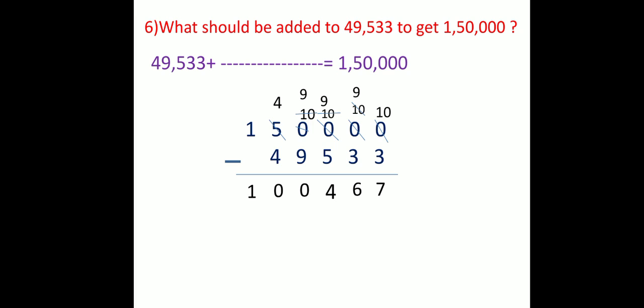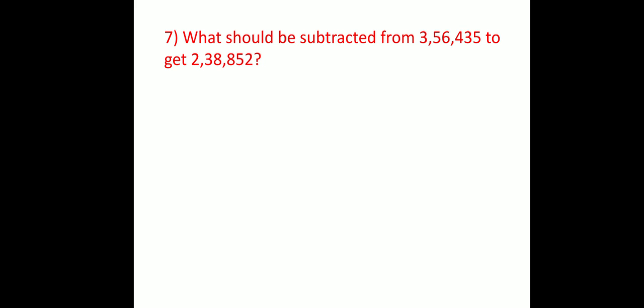So 1,00,467. If you add this number to 49,533, then you get 1,50,000. Okay, children? Write the numbers in proper order. Don't start from the lakh digit. Start from the ten-thousands digit. Next number, 49,000. So, start from the ten-thousands digit.